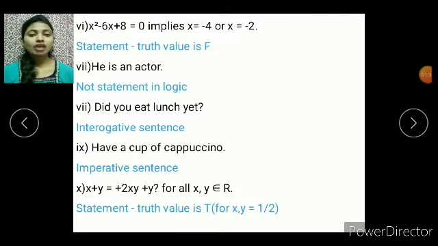10. (x plus y) square is equal to x square plus y square plus twice xy for all x, y belongs to R, R is the real number. Then this is a statement, and the truth value of this statement is true. For if we take x and y equal to half, then this statement is true.